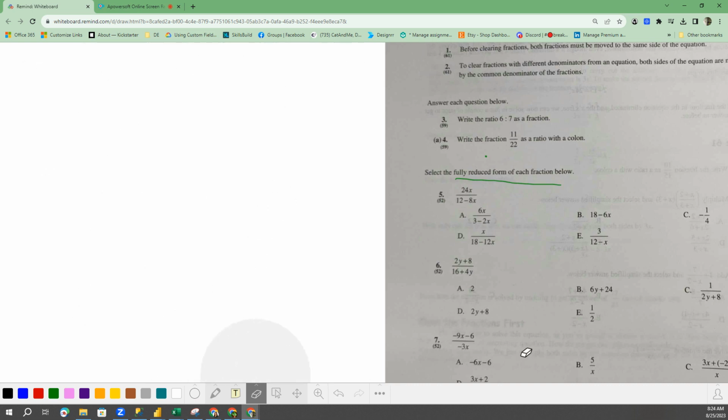Okay, so let's do number 6. If you look at number 6, the numerator is a binomial. The denominator is also a binomial. So therefore, we will factor them by using greatest common factor. All right, so you have 2y and 8. What's the number that can divide them both? That will be 2. And so 2y divided by 2 is y. 8 divided by 2 is 4. So that's fully factored now.